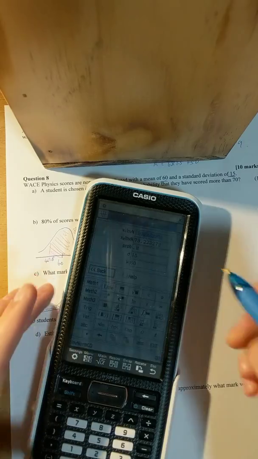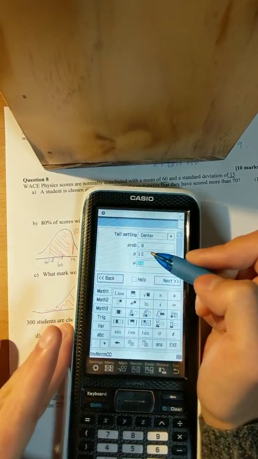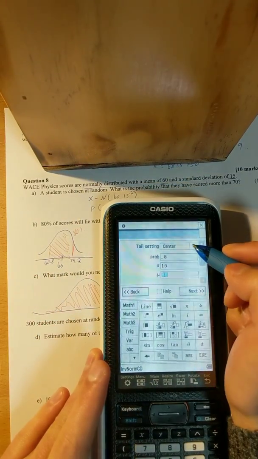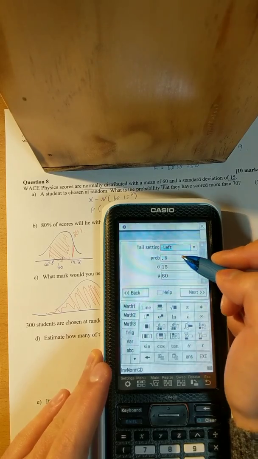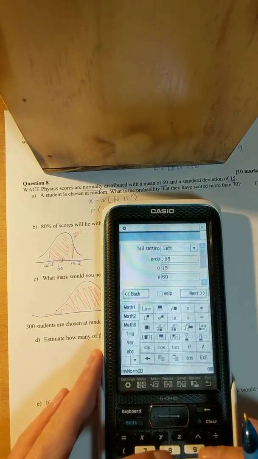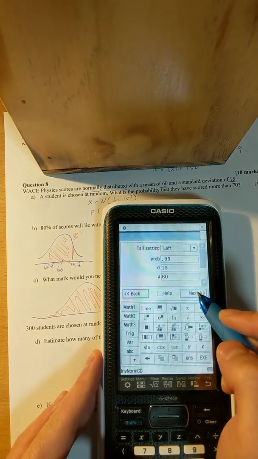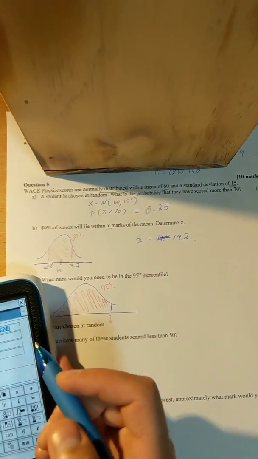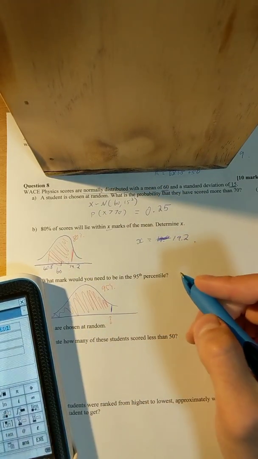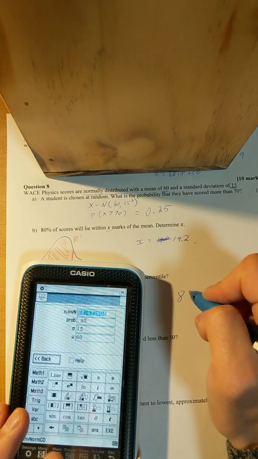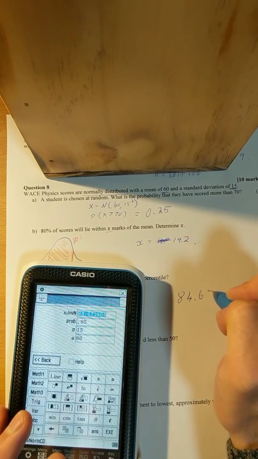So again, we're going to need to do an inverse distribution, except here we're looking for the area off to the left. We want a probability of 0.95, and we get that the score would be a score of 84.67.